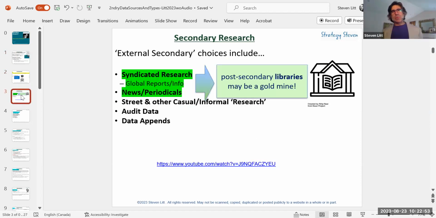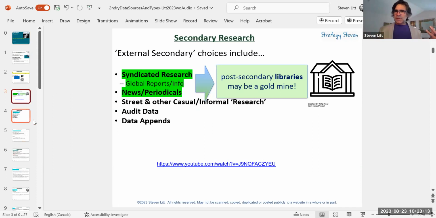External sources will include at least a half dozen different types. Syndicated research, and a subtype of that might be global reports. Then news and periodicals via databases typically. Street and other casual research, hence the feet logo. Audit data and data appends.